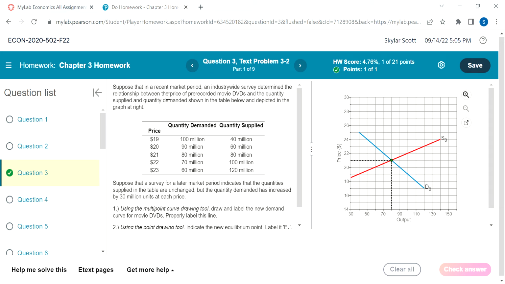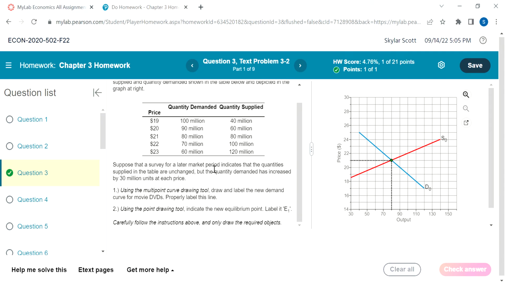Suppose that in a recent market period, an industry-wide survey determined the relationship between the price of pre-recorded movie DVDs and the quantity supplied and the quantity demanded, shown in the table below and depicted in the graph to the right. So here is the current quantity demanded, the current quantity supplied, and the applicable price of this current graph that we see over here.